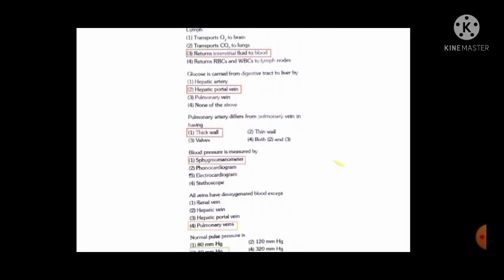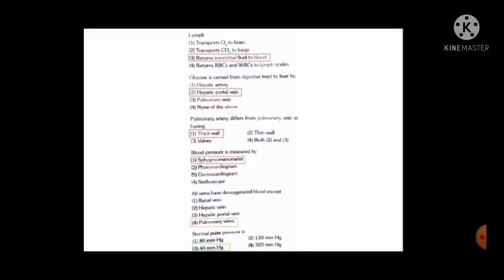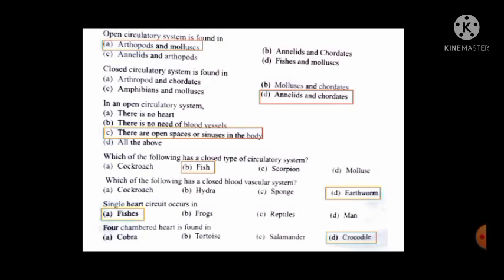Blood pressure is measured by sphygmomanometer. All veins have deoxygenated blood except pulmonary vein. Normal pulse pressure is 14 mm of mercury.